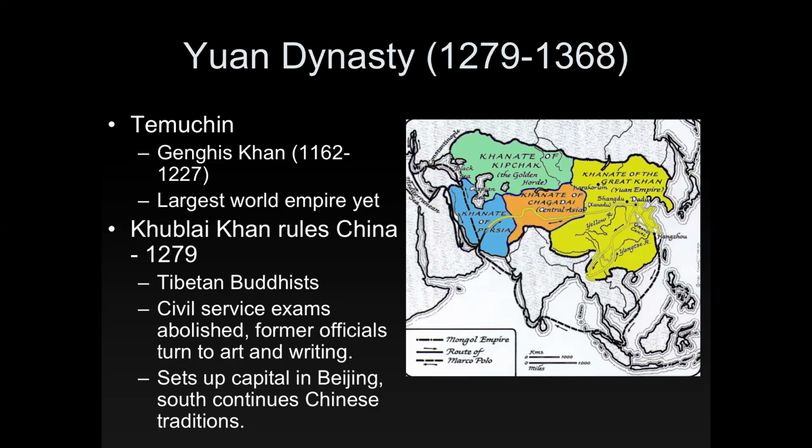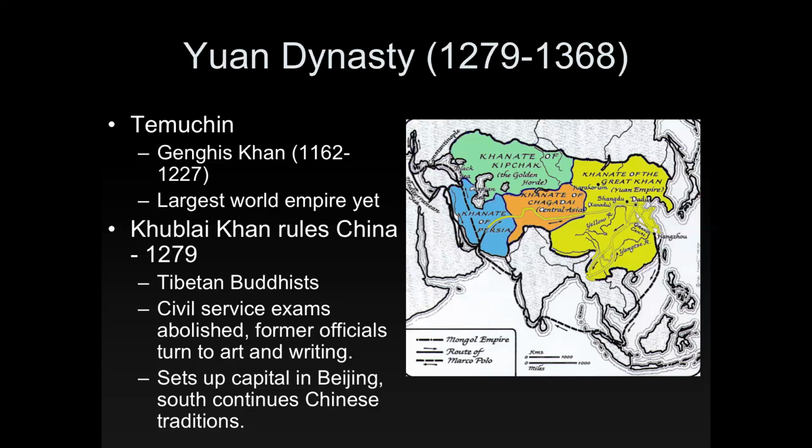So Kublai Khan and the Mongols were Tibetan Buddhists. That's a type of esoteric Buddhism. We'll talk about that when we get to Tibet. And not surprisingly, the civil service exams are abolished. The Khanate wants to focus power in themselves, so they don't want to have local Chinese running things in a big bureaucracy that they can't control.